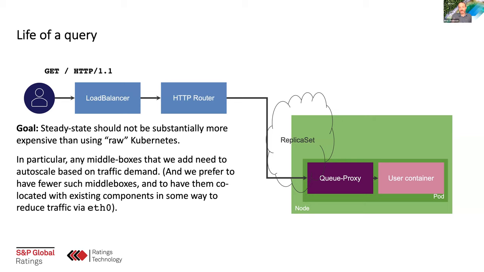But the goal for steady state is that things should look pretty close to the same cost as if you were just using raw VMs or raw Kubernetes. So a load balancer splits stuff across your HTTP routing layer, and stuff gets sent to a user container. And that's all lovely and good.